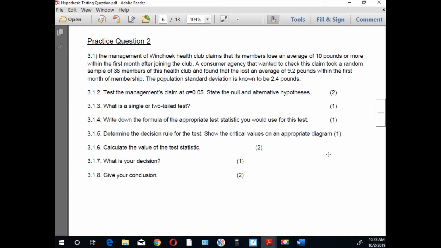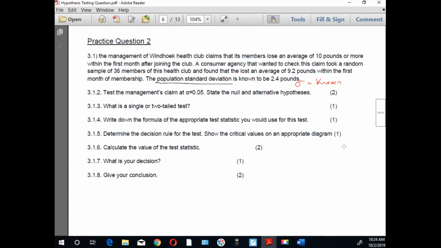The management of Windhoek Youth Club claims that its members lose an average of £10 or more within the first month after joining the club. A consumer agency that wanted to check this claim took a random sample of 36 members of this health club and found that they lost an average of £9.2 within the first month of membership. The population standard deviation is known to be 2.4. So you can see here we are given our known.